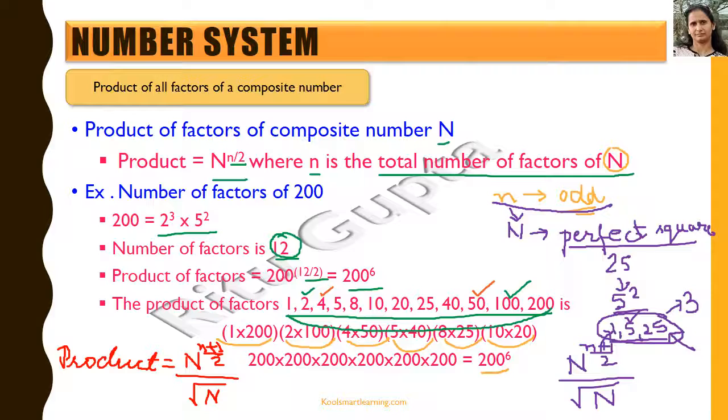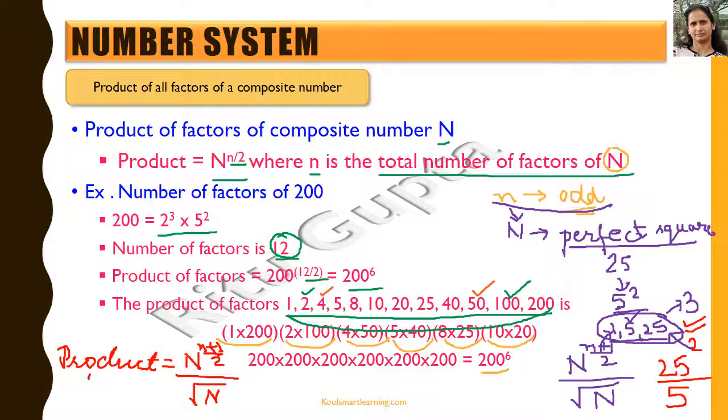So now let's see if we apply this to 25, what happens. We are saying it has 3 factors, so we have 25 raised to power 3 plus 1, that is 4, divided by 2, divided by the square root of this perfect square, which is 5. So we get 25 into 5, which is the product of the factors of the given composite number.